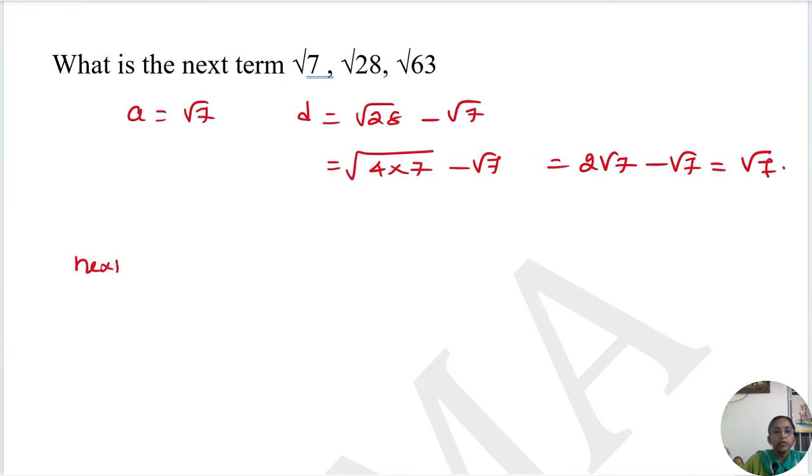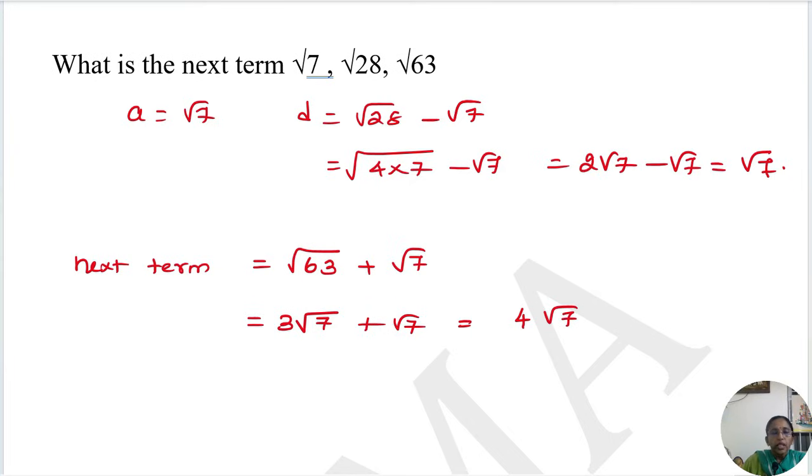And the next term is the last item root 63 plus root 7. And this can be written as 3 times root 7 plus root 7. So 4 times root 7. If you are taking it inside the root, so 16 times 7. So this is equal to root of 112.